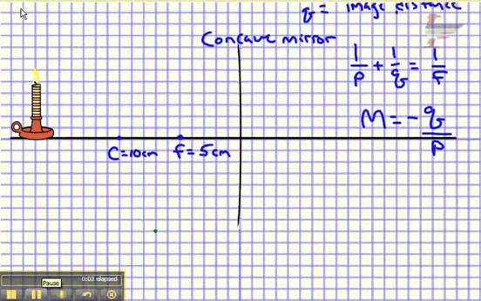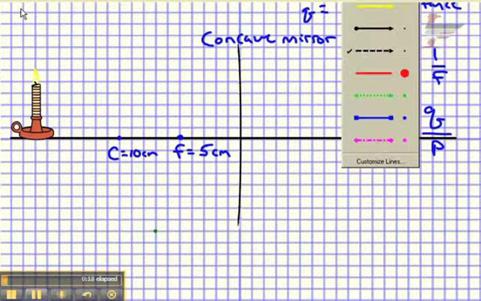Here's an example problem involving a concave mirror with the object located outside of the center of curvature, or outside of twice the focal length. Just to give you an idea of where the location of the image would be, we'll take a look at the three principal rays that you can draw.